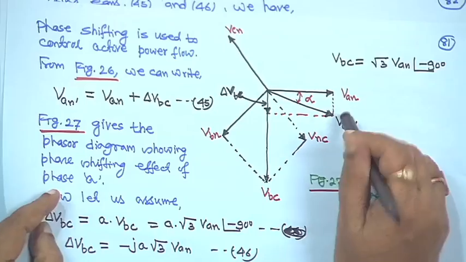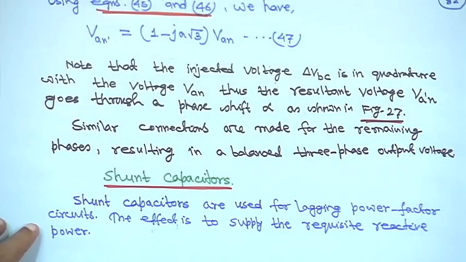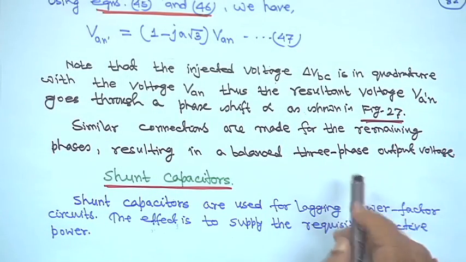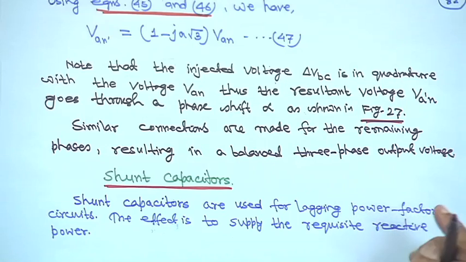Similar connections are made for the remaining phases also, because it is a 3 phase balanced system. So you have to make the same connection for the other 2 phases, B and C, resulting in a balanced 3 phase output voltage.